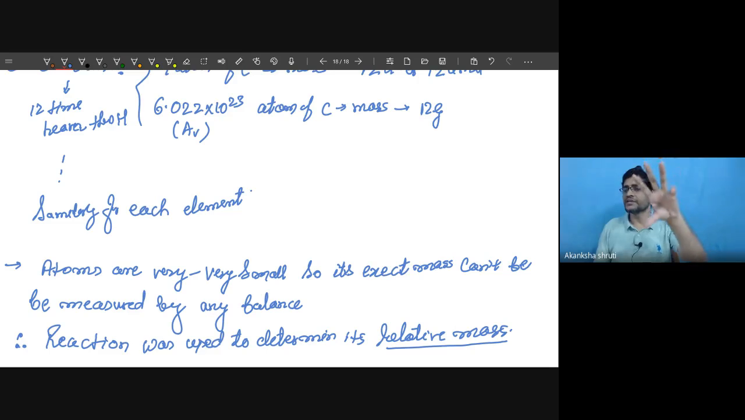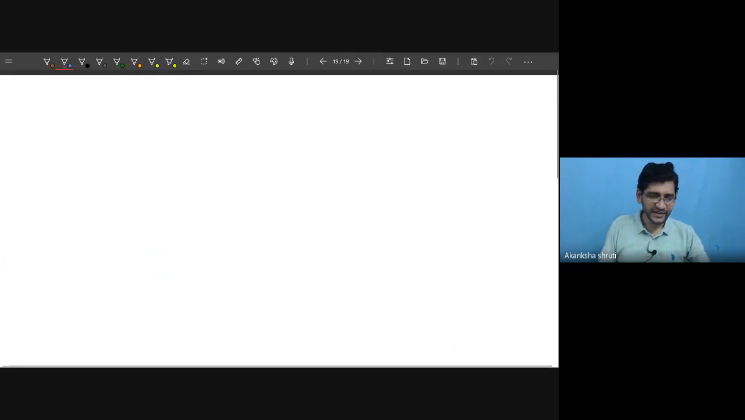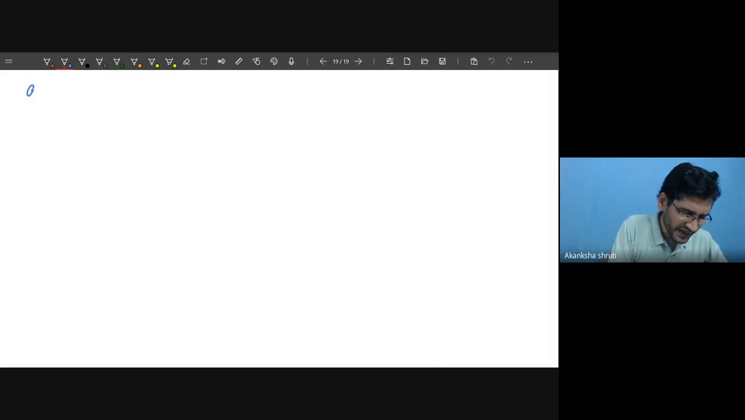Means, say 12 gram of carbon was taken and 32 gram of oxygen was taken. Then it was observed that all the carbon got reacted and we were getting 44 gram of carbon dioxide. Okay. So this mass was initially determined by the reaction.